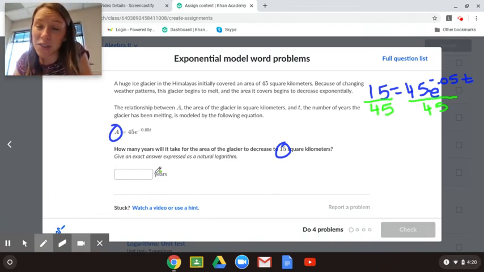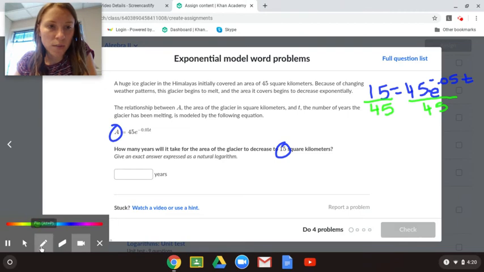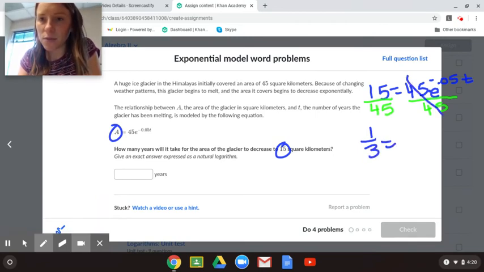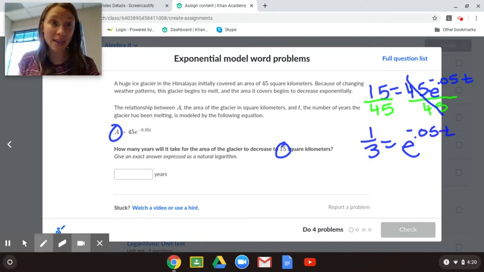It says exact, so you can't round it. You can't say 0.3. That is not exactly 1/3. So let's go back to our blue and write 1/3 equals, so we got rid of the 45 over 45, and we're left with e to the negative 0.05 t. So we've got our base and our exponent by itself on the right side. We just have a base to the exponent, all by itself, equaling a number.